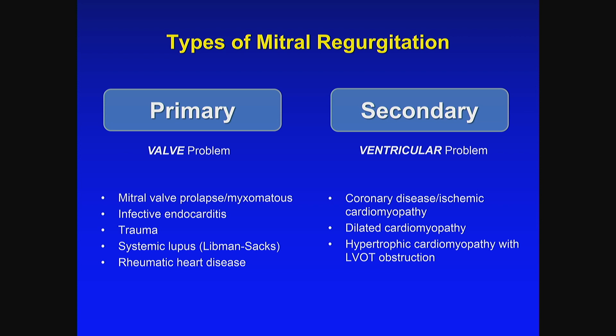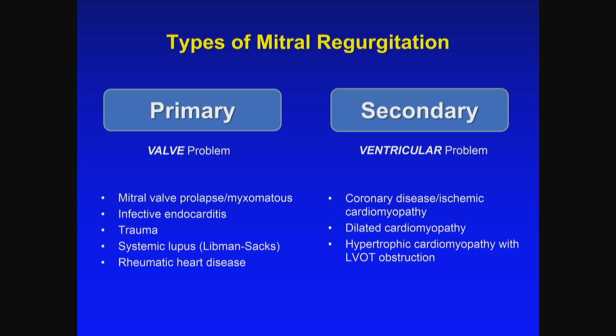And so there are 2 types of mitral regurgitation. There's primary mitral regurgitation, which is a valve problem, and secondary mitral regurgitation, which is a ventricular problem. So primary problems with the valve involve the leaflets, the annulus, the chordae, or occasionally the papillary muscles, whereas secondary problems are really ventricular problems, where the geometry of the ventricle has changed, where there's tethering of the posterior papillary muscle.